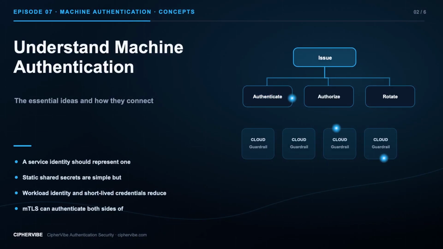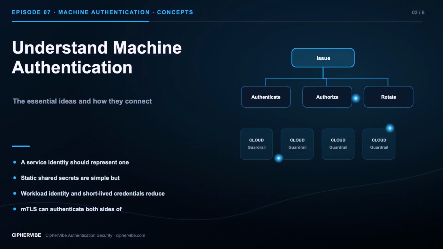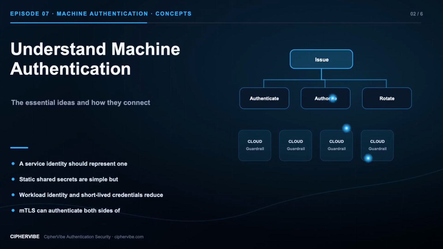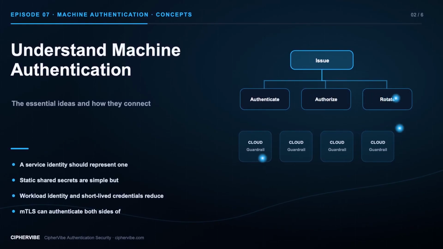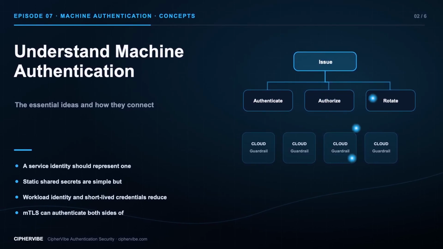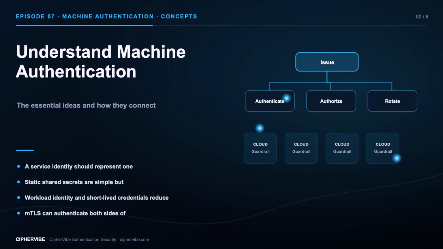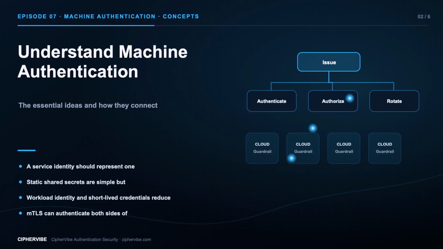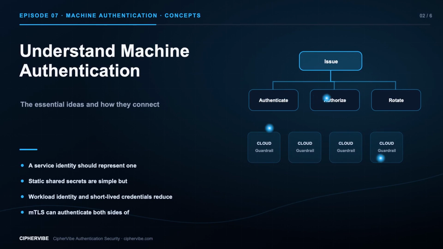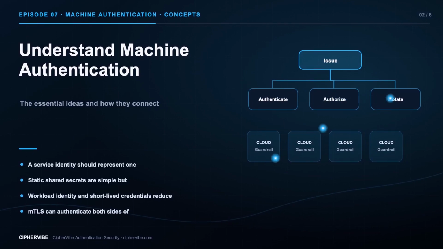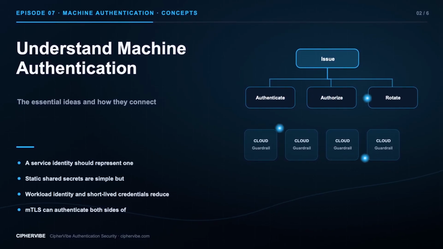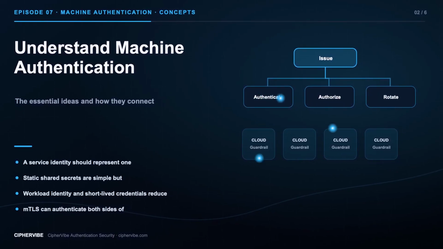Start with 4 concepts that provide the vocabulary for machine authentication and service identity, step-by-step guide for 2026. First, a service identity should represent one workload, integration, job, or automation path rather than a shared team or environment secret. Second, static shared secrets are simple but hard to attribute, rotate, scope, and revoke cleanly. Third, workload identity and short-lived credentials reduce the need to distribute long-lived secrets across hosts, containers, and pipelines.